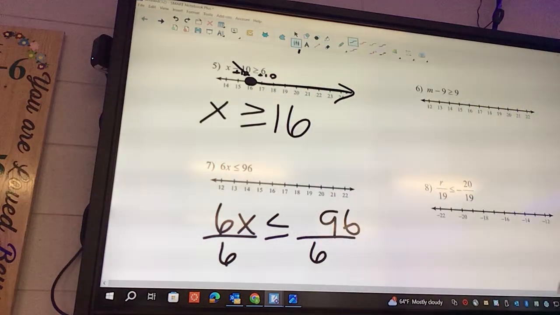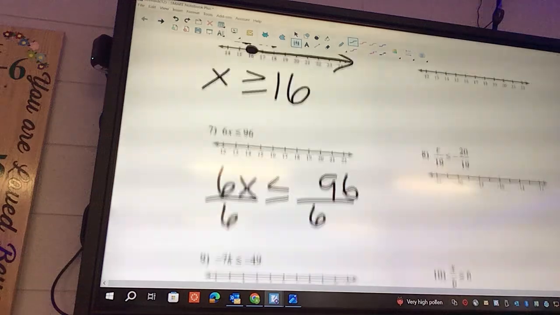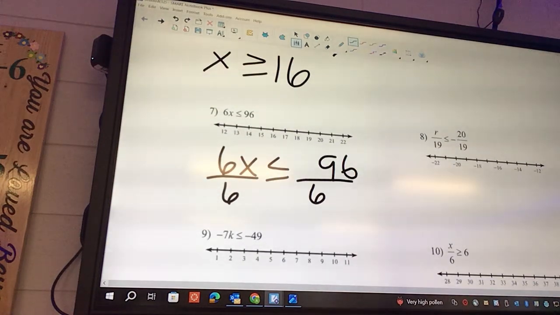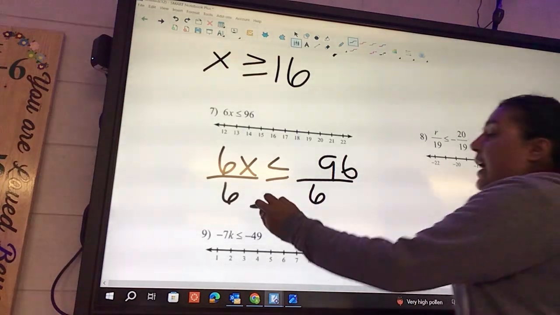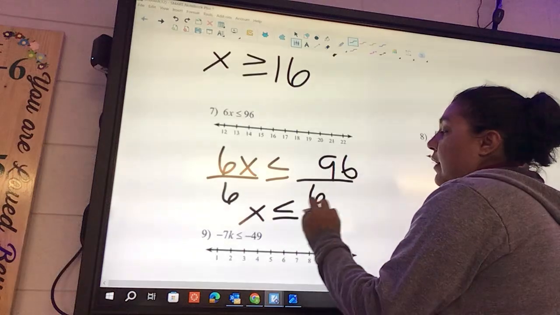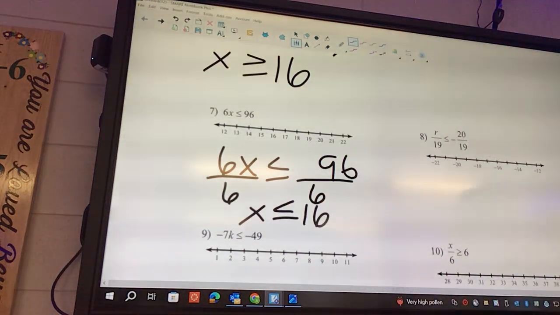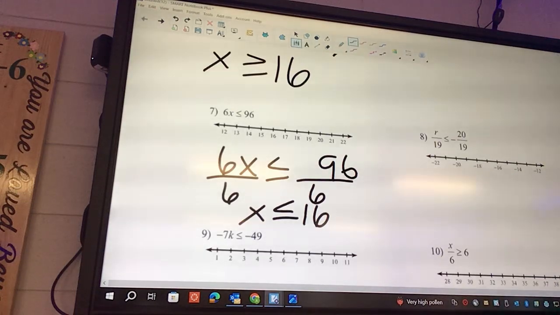Okay, now you can write it down, but what is 96 divided by 6? 16. So x is going to be open or closed on the 16? Closed. It's going to be a closed dot.